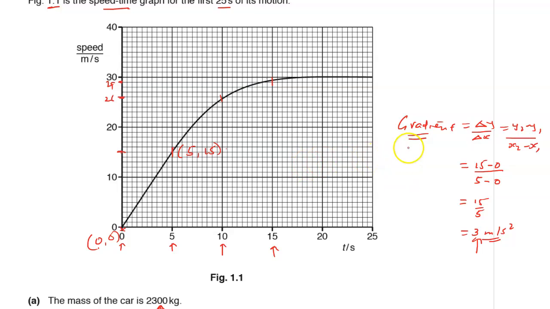And that means that the backward force is increasing while the forward force stays the same. So basically, the car decelerates. The car will only accelerate if the forward force is greater than the backward force.